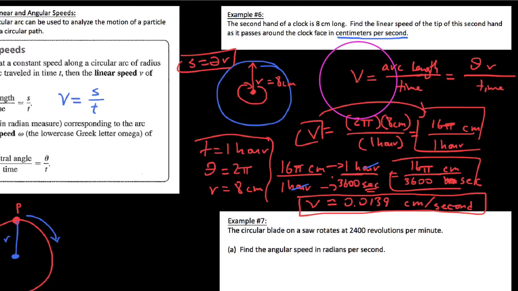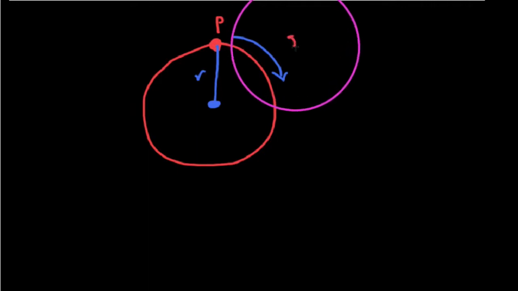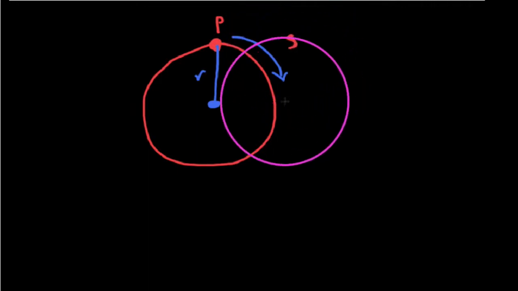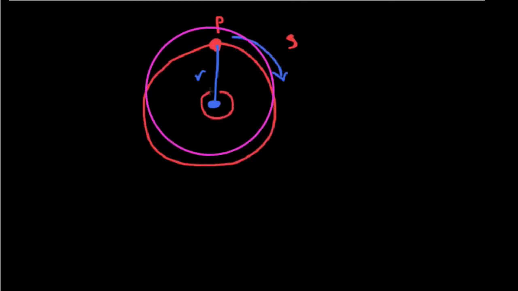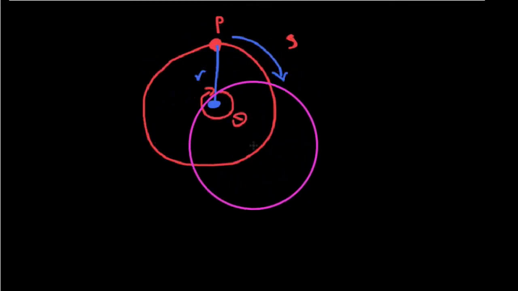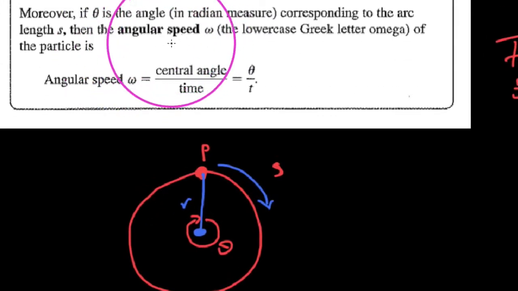Now, another way we could describe the motion of this object, instead of telling me how much arc length or distance it covers over time, which is how we typically measure velocity, you could also tell me how many radians you are spinning over time. We won't refer to this as linear velocity, but as angular speed or angular velocity.